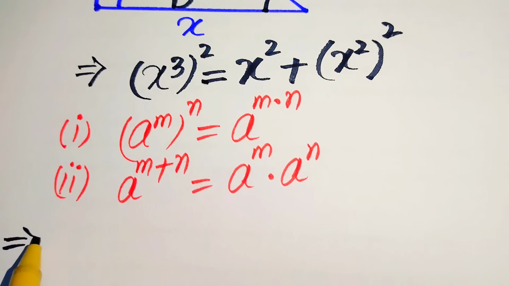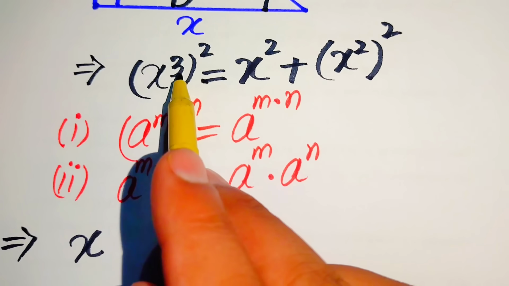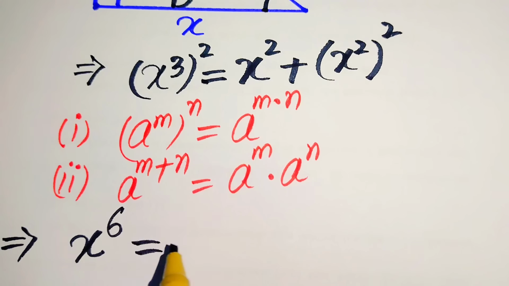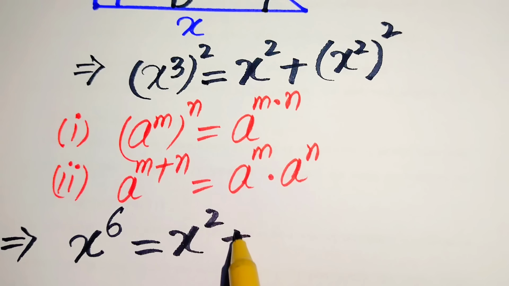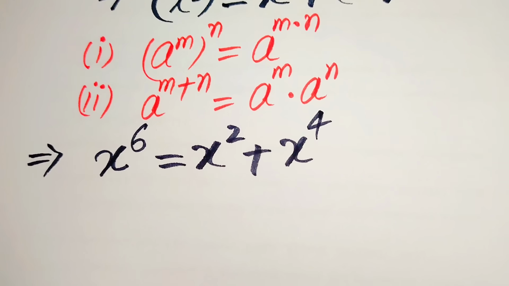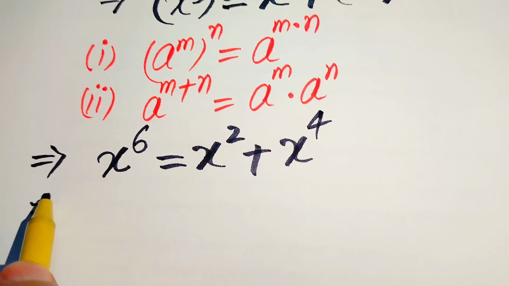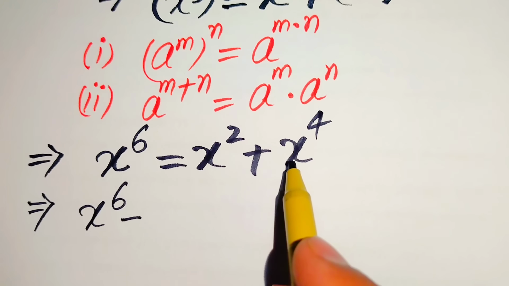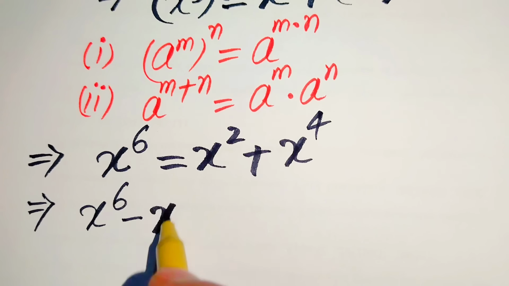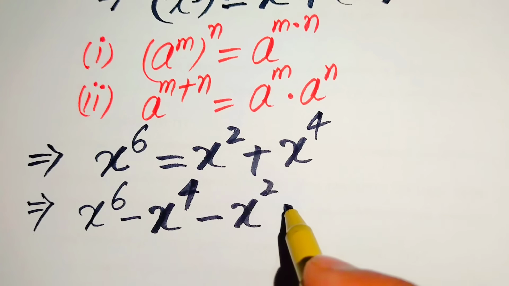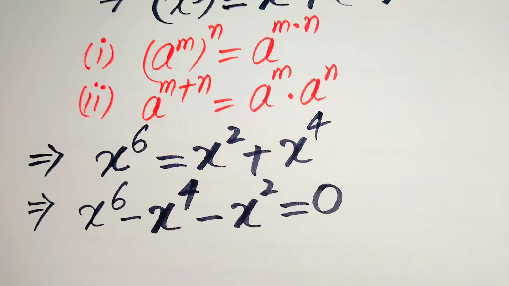The left hand side is written as these two exponents multiplied by each other, and we get x to the power of 6 equals x square plus, 2 times 2 becomes 4, x to the power of 4. Now first we move all the terms from the right hand side to the left hand side and we get x to the power of 6, positive x to the power of 4 becomes negative x to the power of 4, positive x square becomes negative x square, and this whole equation equals 0.